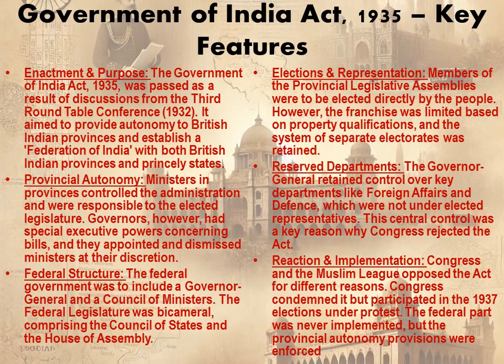And it was not implemented because of the princely states. I will come to that later. But the provincial autonomy provisions were enforced. So the whole of the Government of India Act was not implemented, but after the elections of 1937, except the federal structure, all other things were more or less implemented. Now let's proceed.